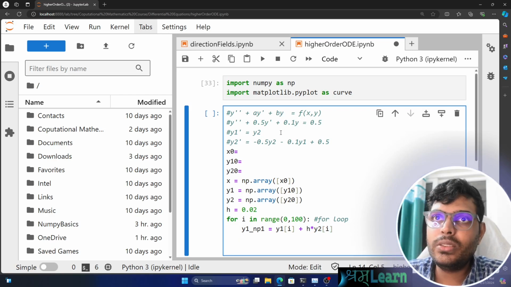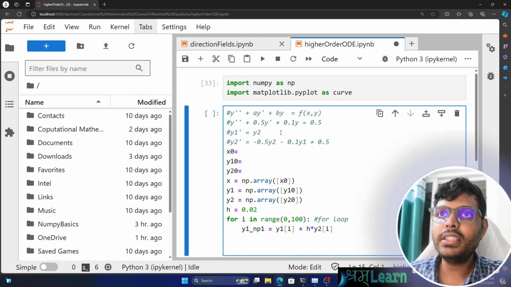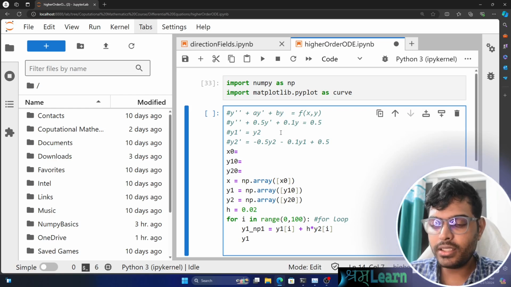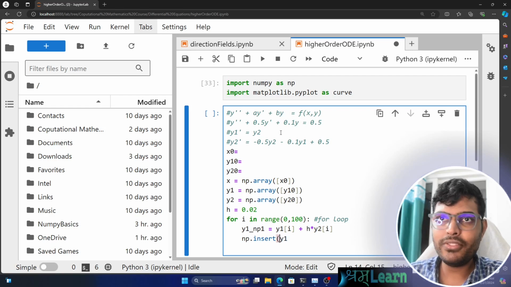Fine. So let's say if this equation is not understood, put I is equal to 0. If I put I is equal to 0, y1 n plus 1 is nothing but y1 value for index 1. Okay, for I is equal to 0, I have computed y1 for index 1. Then I have to append this value to y1. So y1, how do I append? So it happens that np gives us a function known as insert. Okay, don't use the append function. There happens to be an append function also.